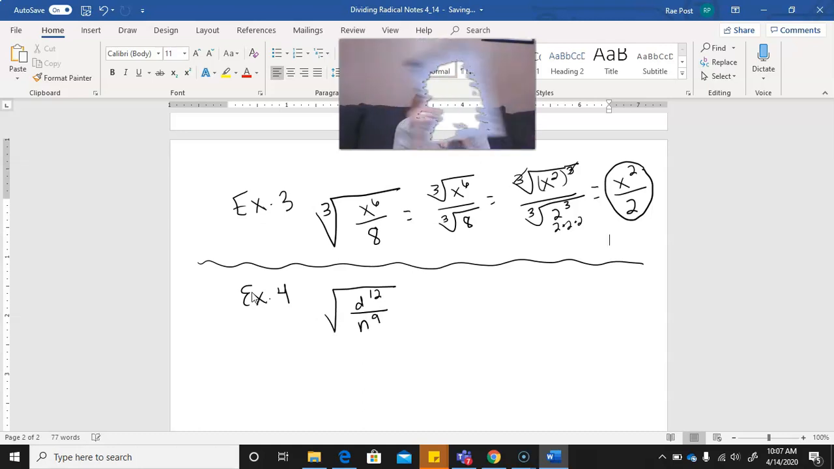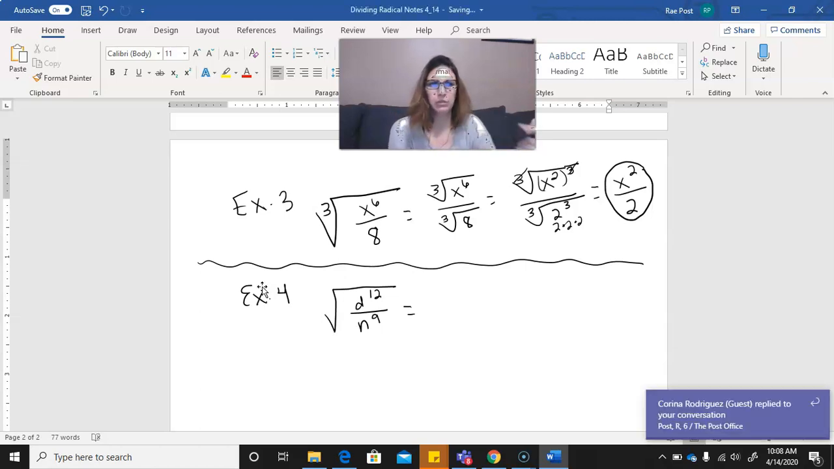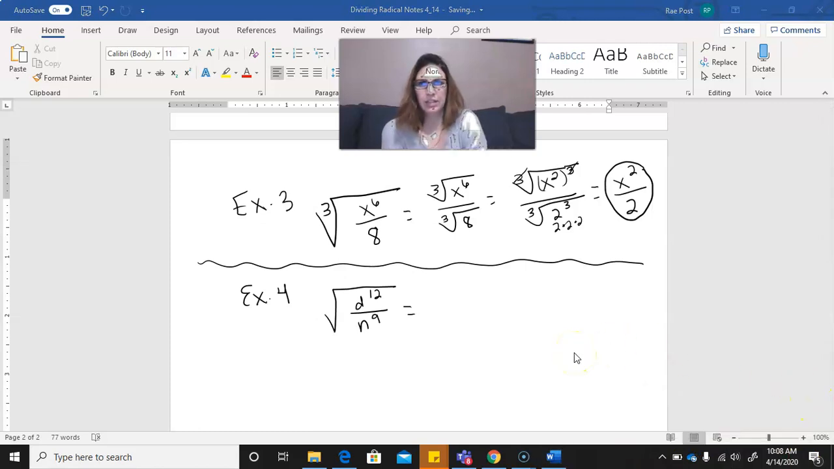Okay, sorry, I have my notes right here. All right, so you have d to the 12th and n to the 9th. So this is a basic square root. So remember, you're going to go ahead and rewrite them as powers of 2. But let's go ahead and use the quotient property first and just go ahead and set this numerator up as the square root of d to the 12th. And you can set the denominator up as the square root of n to the 9th.